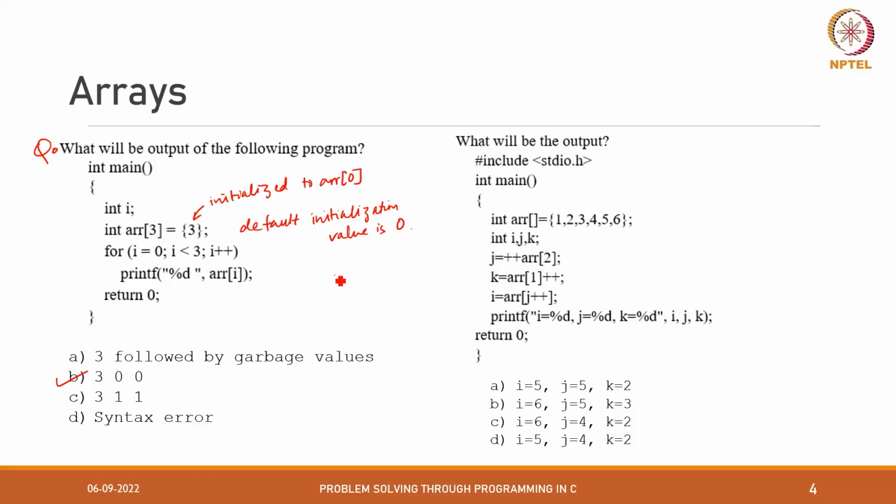So suppose we had written int ARR of 3, just this much, and we have not initialized it, then we would have got 0, 0, 0. So basically all the elements of the array are initialized automatically to 0 in case of int. In this case, we have written this 3 for the first element, but we have not specified the other elements. That means the other elements will automatically take a value of 0, and the first element will have the value of 3. So here the answer will be 300.